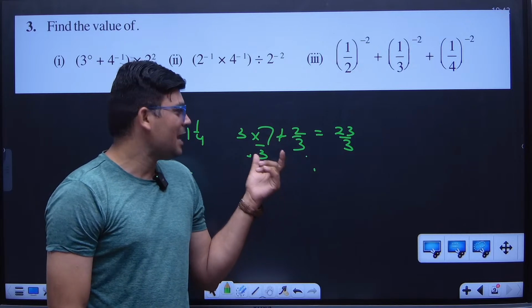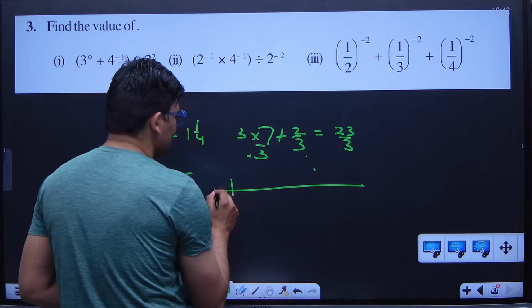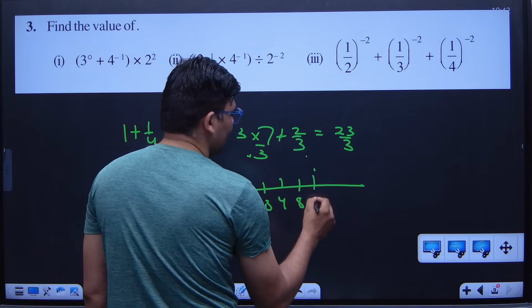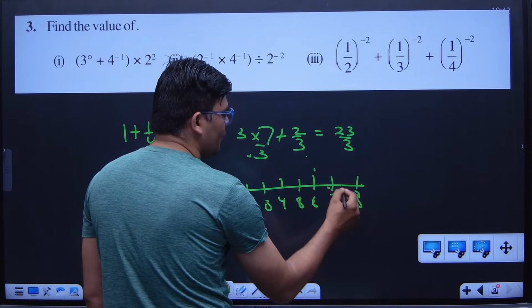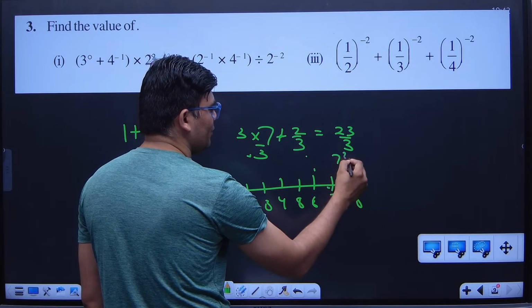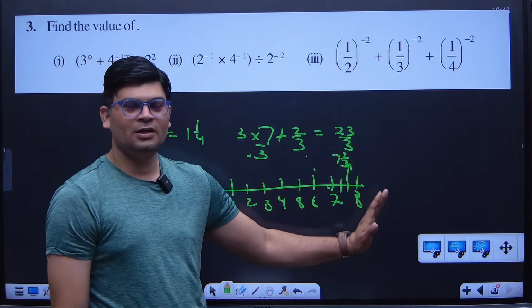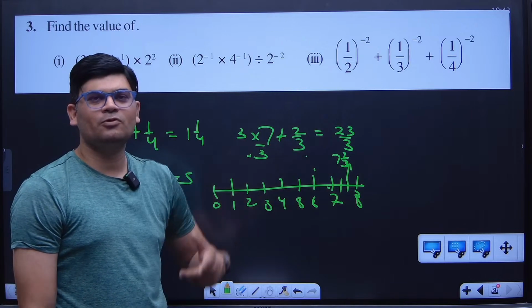So 7 plus 2 by 3 means what? On a number line, if I write 0, 1, 2, 3, 4, 5, 6, 7, and after that 7 and 8, you have to divide them into 3 equal parts. So this part is known as 7, 2 by 3, which is as good as 7 plus 2 by 3. So 7 is 21 by 3. If you add 2 by 3, it becomes 23 by 3.